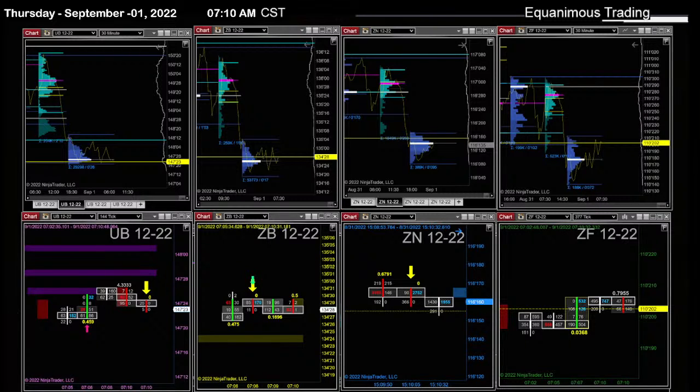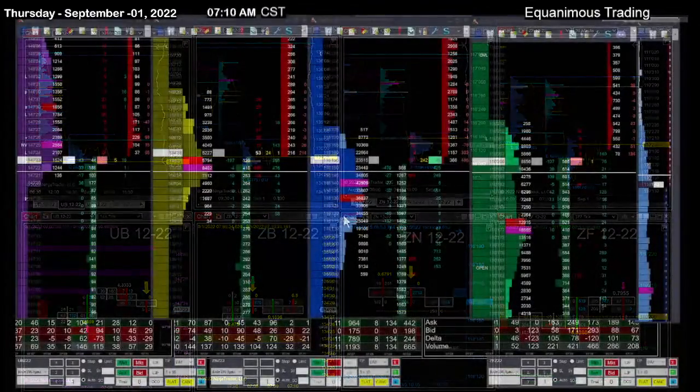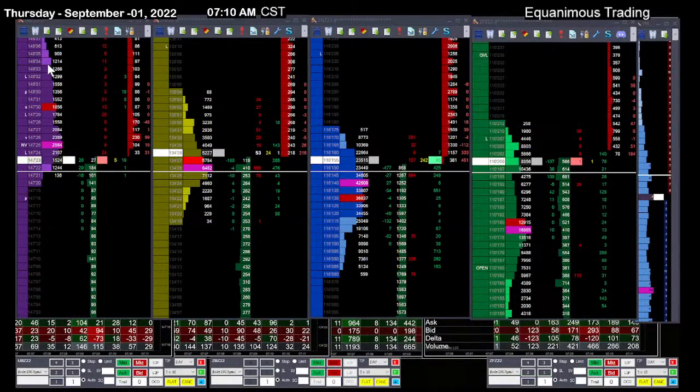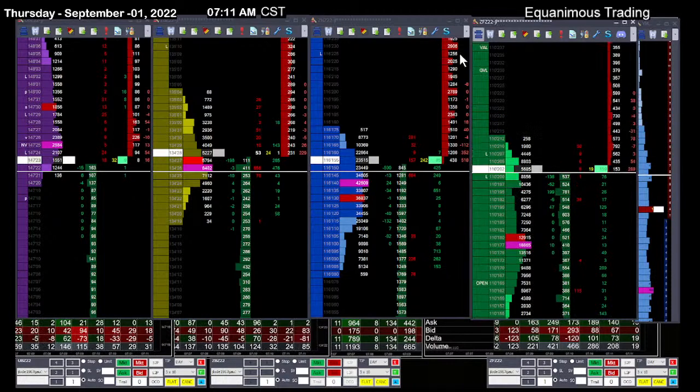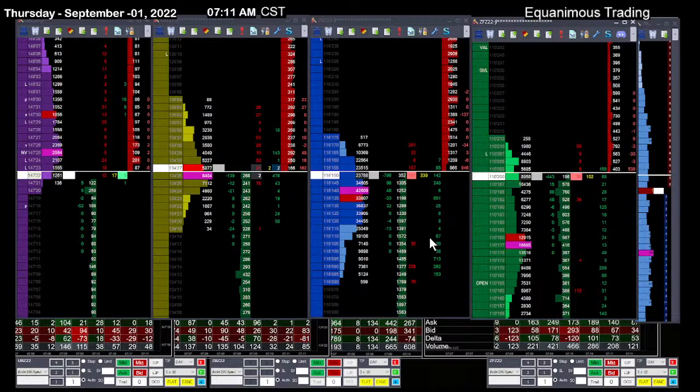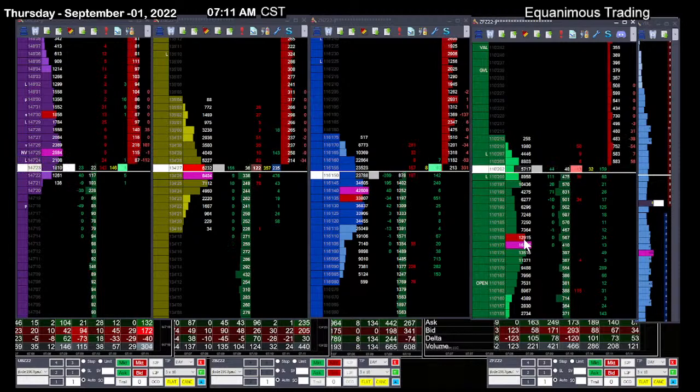What we're going to do is go just to the left screen here. You can see on the left we've got our Ultra Bond, 30-year, 10-year, and the 5-year. First of all, you'll see the red color here on my charts is the VWAP. The pink is the point of control for the electronic trading hour session since 5 o'clock yesterday. Once I hit 7:20 a.m. when the bonds open, that will reset. This whole histogram will actually reset.